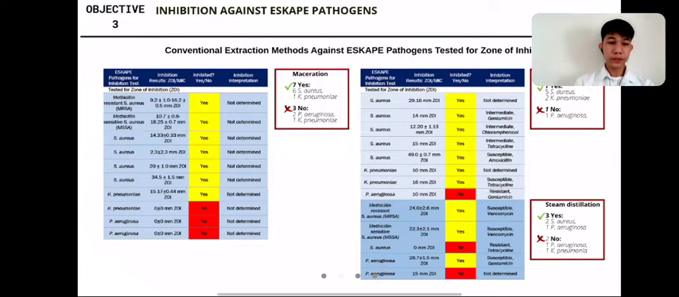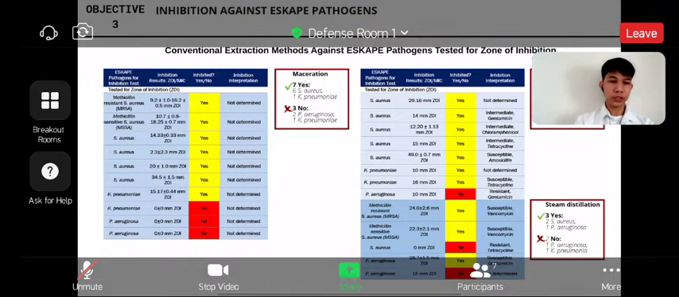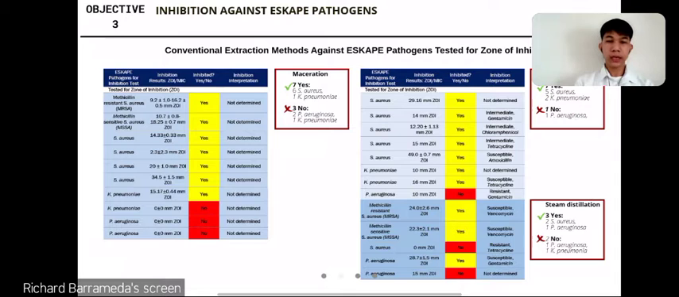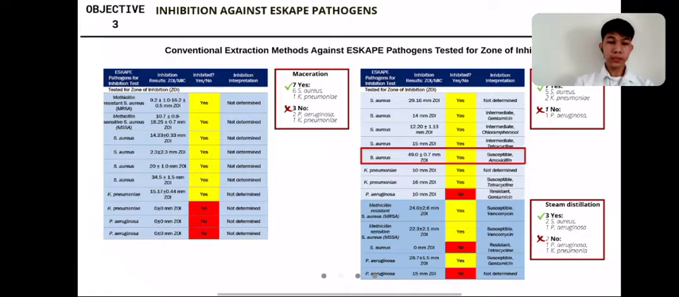Determination of the extraction methods of C. citratus phytochemicals that inhibit ESCAPE pathogens is presented in Objective 3. Inhibition is characterized by yes, while no means there is no inhibition. Inhibition was also categorized either by zone of inhibition or minimum inhibitory concentration. In conventional methods, tested for zones of inhibition, S. aureus was highly inhibited using hydrodistillation with a zone of inhibition of 49 millimeters. P. aeruginosa was highly inhibited using steam distillation, while K. pneumoniae was highly inhibited by hydrodistillation.